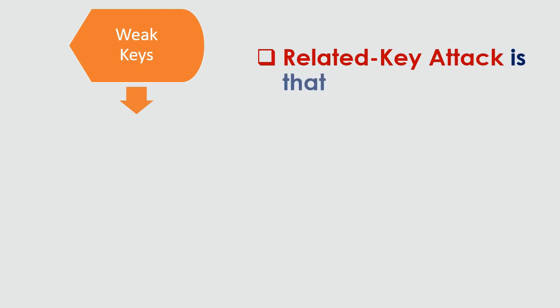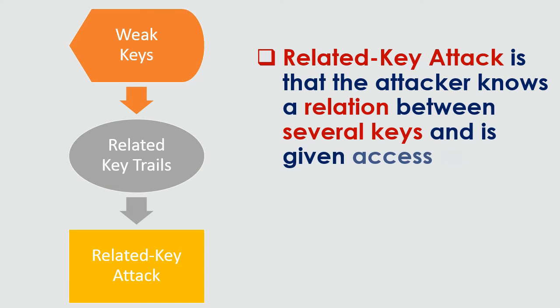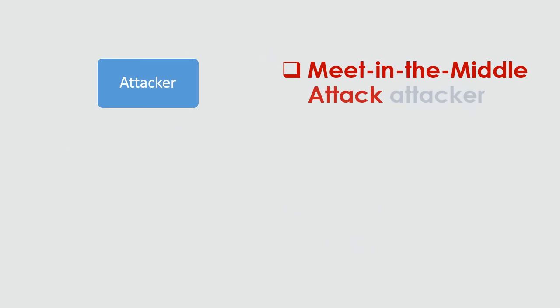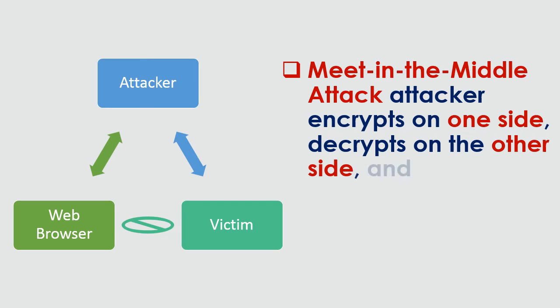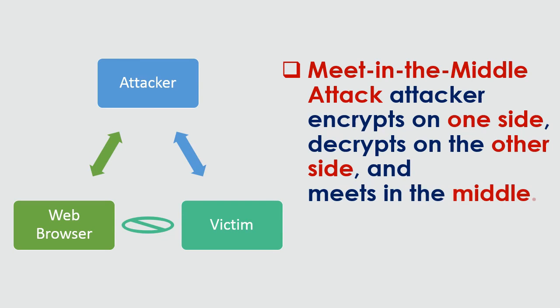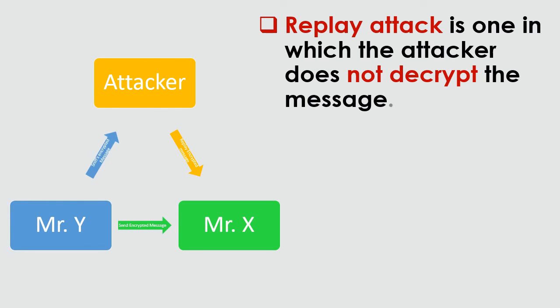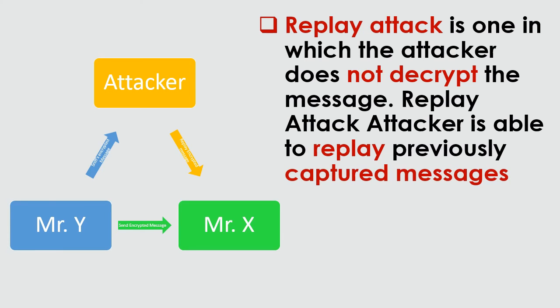Related key attack: the attacker knows a relation between several keys and is given access to encryption functions with such related keys. Meet-in-the-middle attack: the attacker encrypts on one side, decrypts on the other side, and meets in the middle. Replay attack is one in which the attacker does not decrypt the message. Replay attack: the attacker is able to replay previously captured messages.